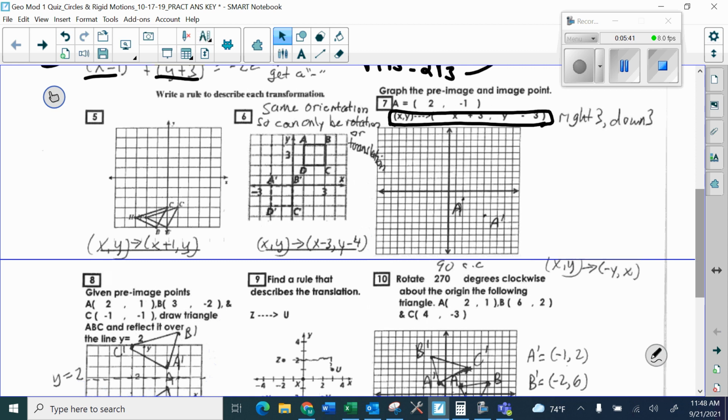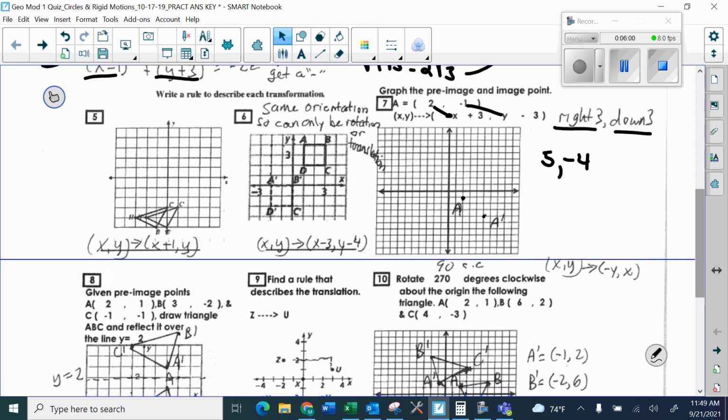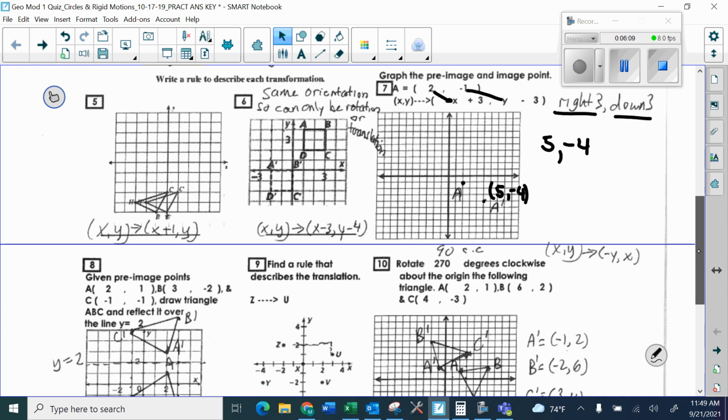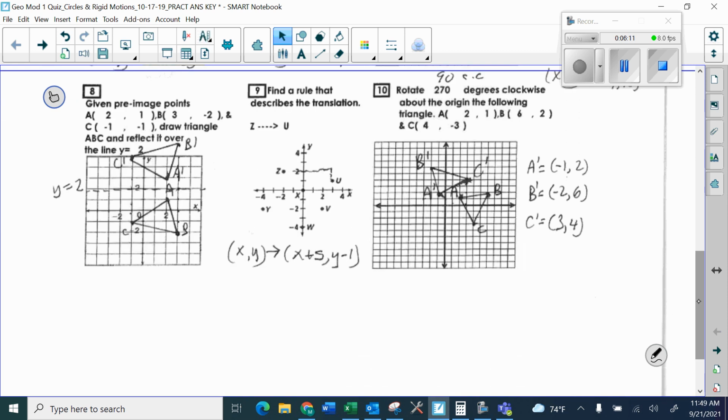Okay, that says plot (2, -1), A prime, and it says, let me erase this so I can read it, go right 3 and down 3. So just count 1, 2, 3, 1, 2, 3, and there's your A prime. I could also just fill in the numbers right there. 2 plus 3 is 5, and -1 minus 3 is -4. So I've already plotted (5, -4), which is what this is. Okay, either way.